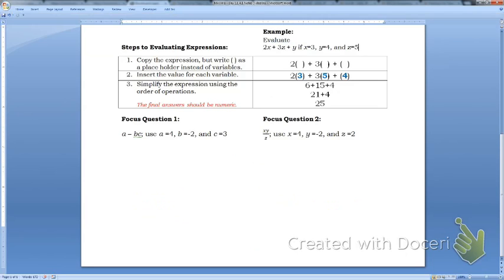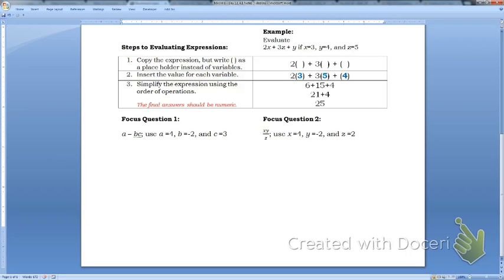There are 3 steps to evaluate an expression. The first step is you simply copy the expression down, but wherever you see a variable, a letter, you will put a set of parentheses like a placeholder. For example, 2x plus 3z plus y if x is equal to 3 and y is equal to 4 and z is equal to 5. Notice how I copied down the whole expression: 2, but I put a set of parentheses next to that 2 where the x would be located. Plus 3 and another set of parentheses for my z value, plus y, so instead of writing y, I have a third set of parentheses.